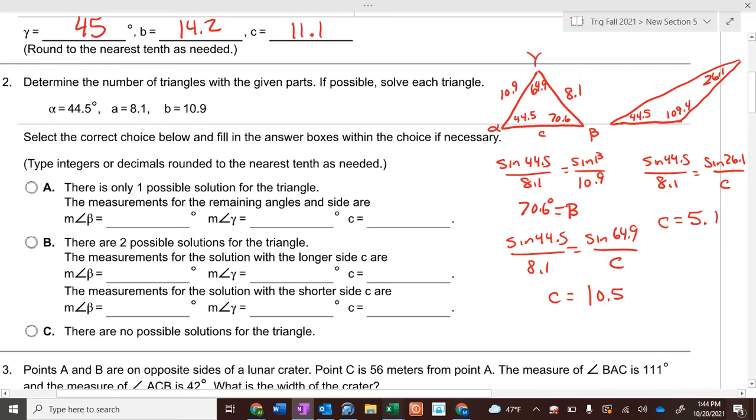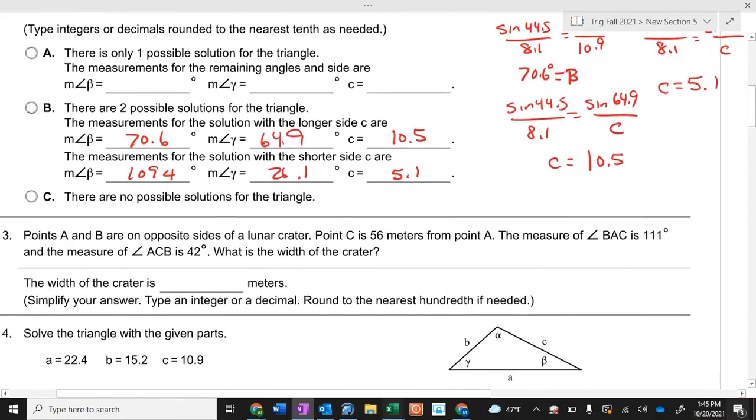Yep, you're correct. So 5.1 is here. 10.5 is here because the longer side of C, the shorter side of C. So 26.1 is this. 109.4 is this. 70.6 is B. And 64.9 goes here. Okay? So that's one of those.